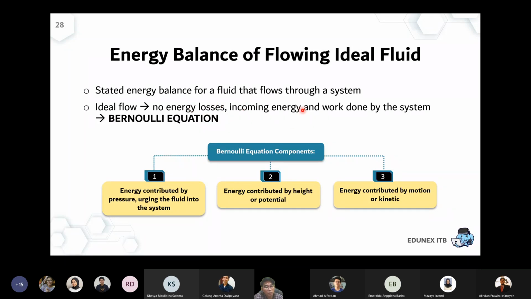It means there is no energy inputted to the system, and there is no work done by the system.